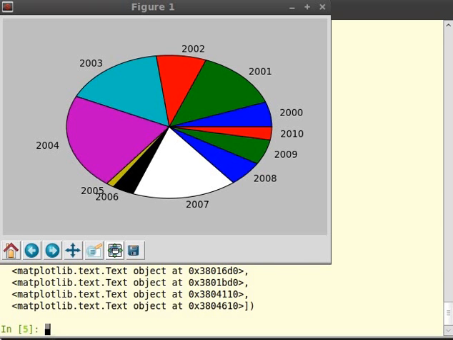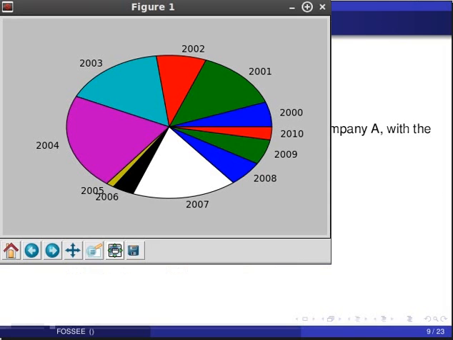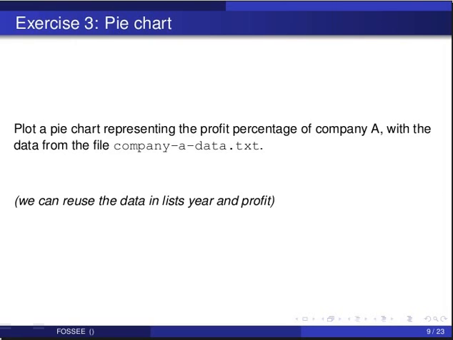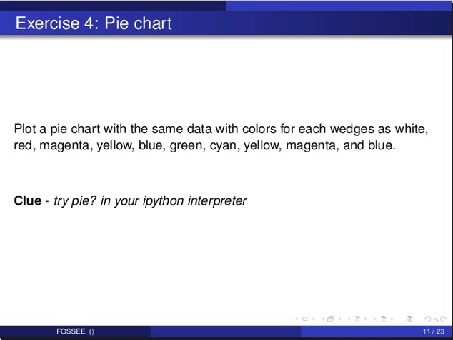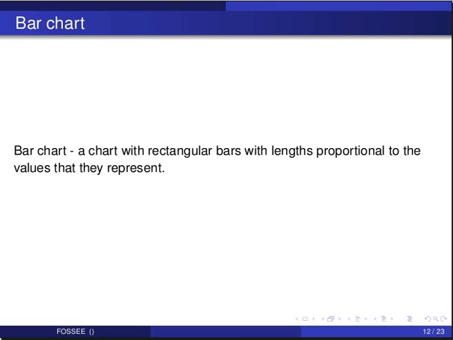Plot a pie chart with the same data with colors of each wedges as white, red, black, magenta, yellow, blue, green, cyan, yellow, magenta and blue respectively. Pause the video here and try out the following exercise and resume the video.